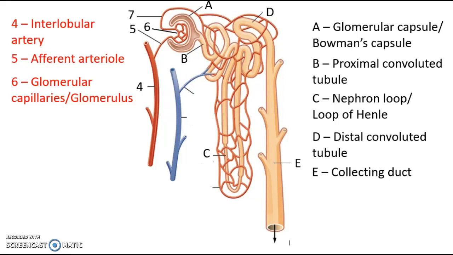We see blood vessels then leave the glomerulus. Step 7, those are our efferent arterioles. So we went from arteriole to capillary back to arteriole, still going away.